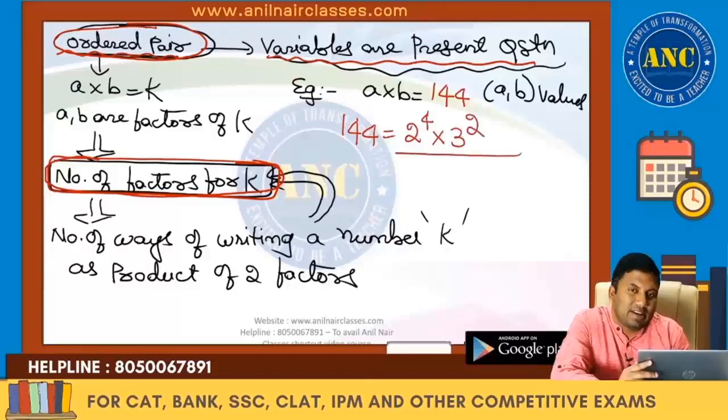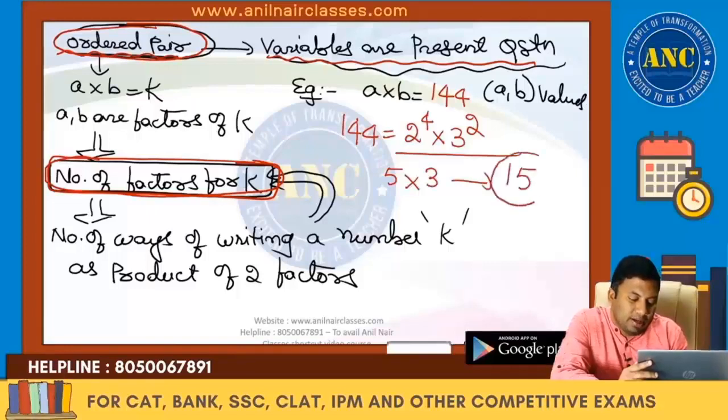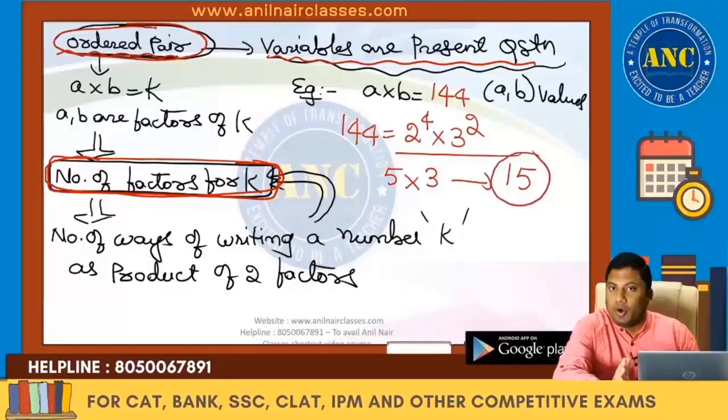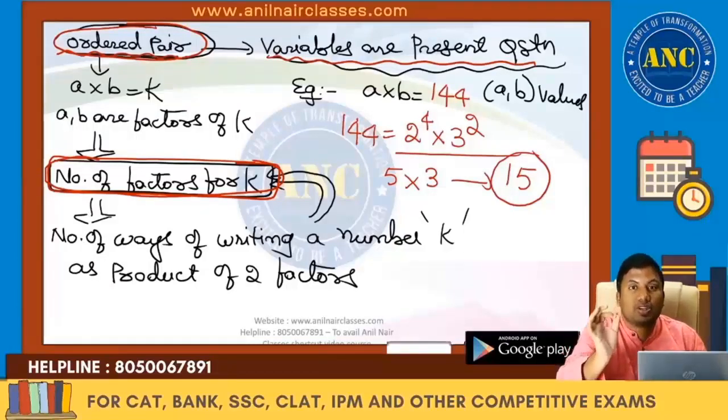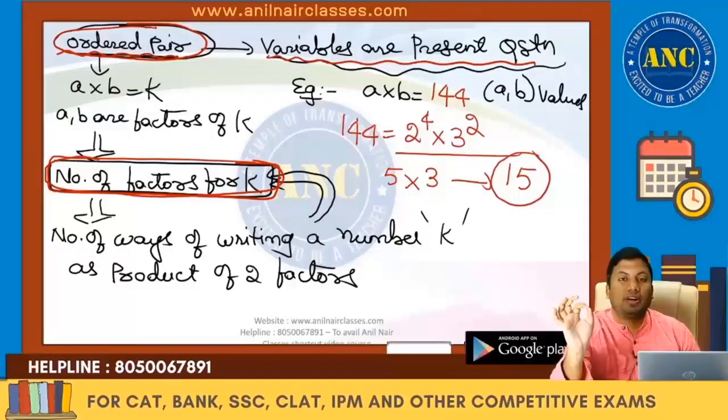Totally how many factors will I get? 0 to 4, 5 cases; 0 to 2, 3 cases. The answer is nothing but 5 into 3, 15. I hope the ordered pair is clear to you. Again I am repeating the important point: an ordered pair is used when the variables are present in the question. In an ordered pair, it does not matter whether the number is a perfect square or a non-perfect square.